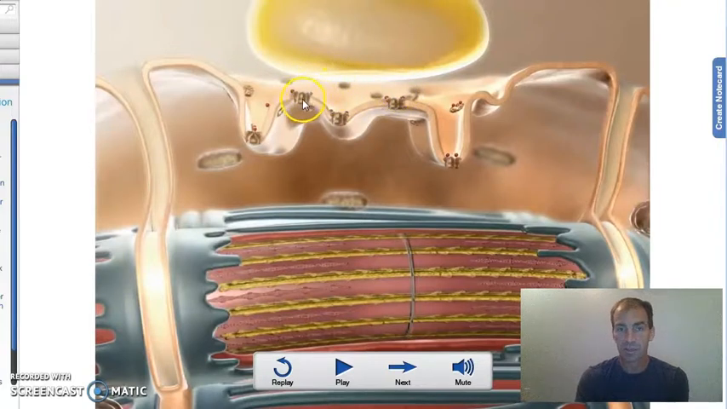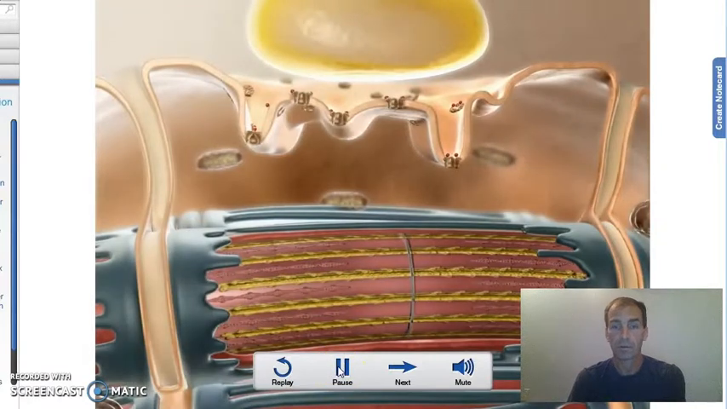Acetylcholine is released, interacts with the receptors on the muscle cell membrane, causing sodium to come in. And now this message is going to travel down these T-tubules to literally every sarcomere in the muscle cell, to the myofibrils within the muscle fiber.